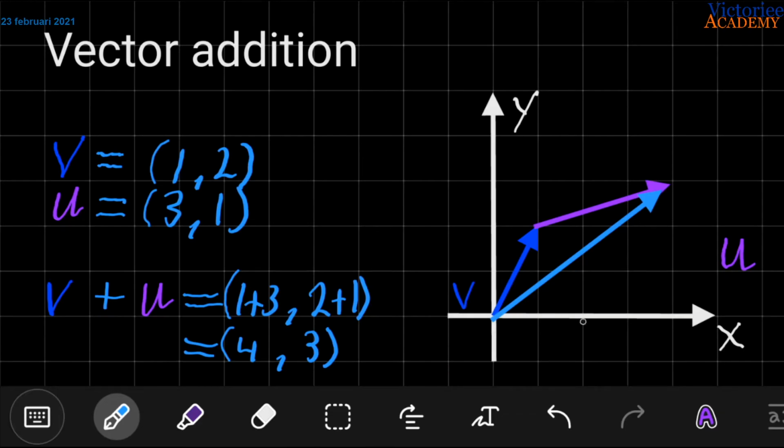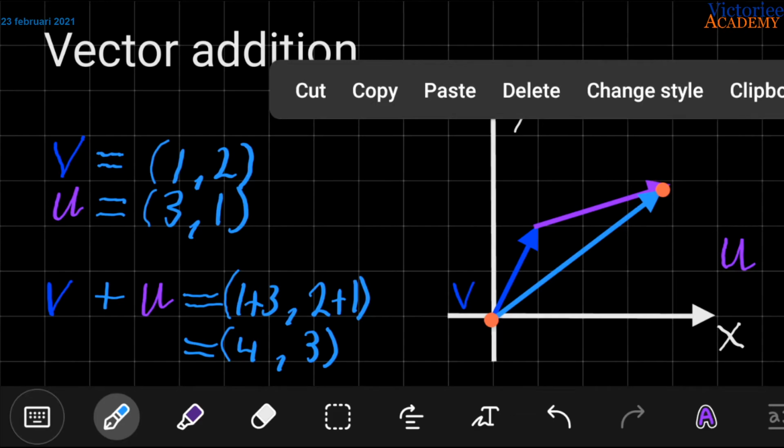4, 3. 1, 2, 3, 4. 1, 2, 3. So this point 4, 3 can either be reached by the algebraic method over here, when you got the coordinates and you add the x components and you add the y components separately, or you can do it visually like this, by moving the vector you're adding to each other over this direction. The interesting thing about the visual representation is that it makes it really easy to understand some special things about vectors.